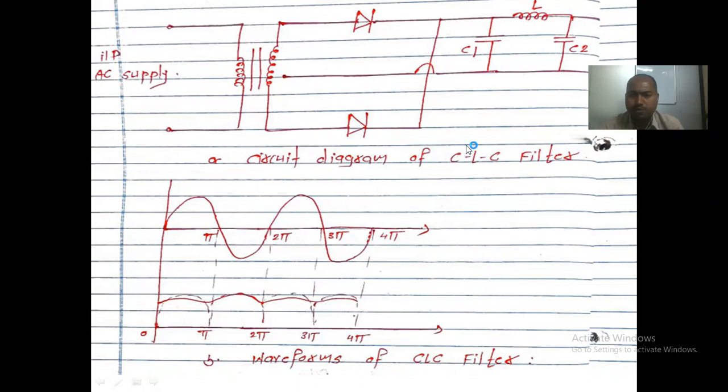When we use the CLC type of filter, we know that the CLC filter is nothing but a capacitor input LC filter. So there is filtering done two times. Due to that, two times filtering with respect to the CLC type of filter, less noise or less ripple content should be coming across your output.